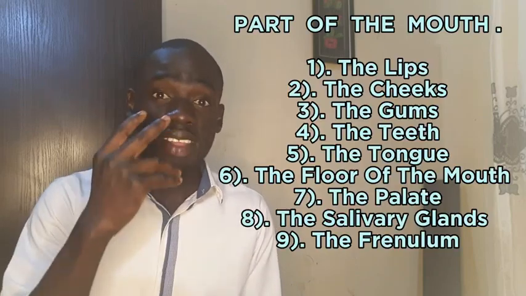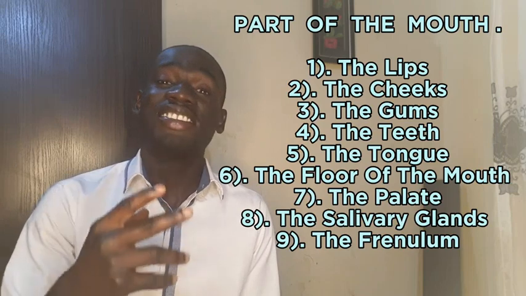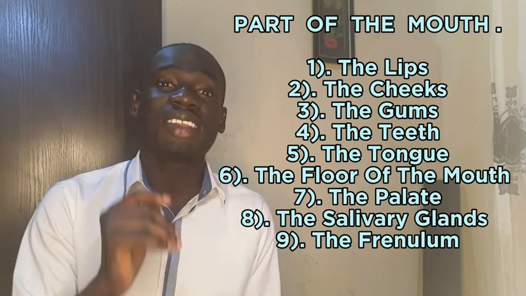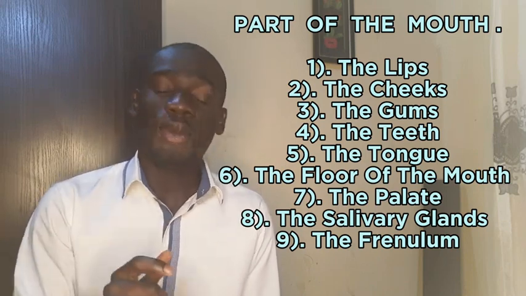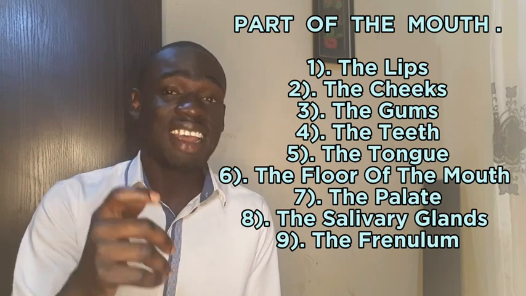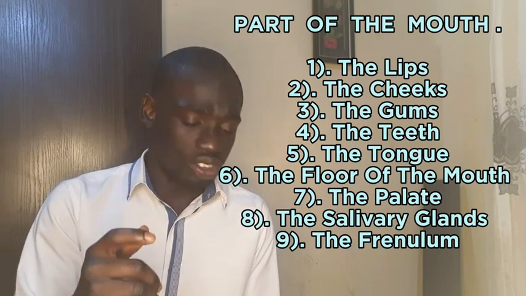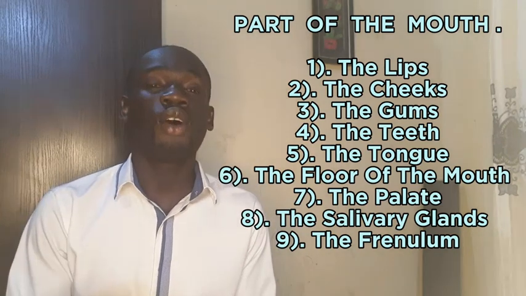Now let me recap. Let me just summarize what I said earlier on. I said the parts of the mouth: we have the lips, which are the anterior covering of the mouth. We have the cheeks, which are the sideways covering of the mouth. We have the gums that hold the teeth in place. We have the teeth that help in grinding and chewing of food. We have the tongue that helps in speech. And then we have the floor of the mouth.